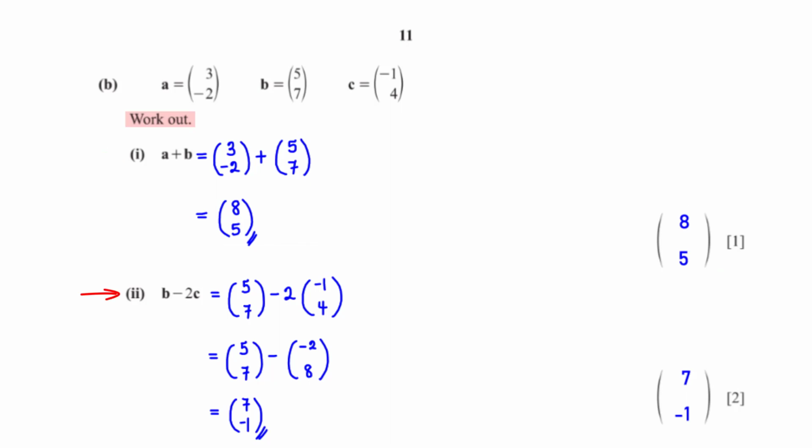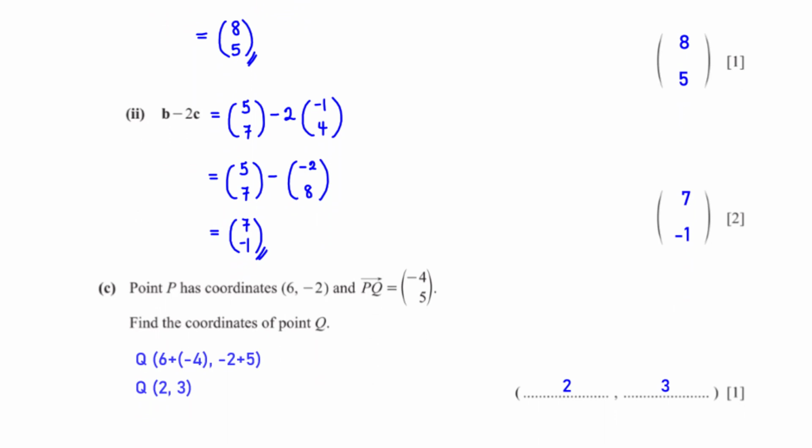Work out B minus 2C. Vector B is (5, 7) and vector C is (-1, 4). When we expand the vector, 2 times -1 is -2. 2 times 4 is 8. So now we subtract the corresponding elements in the two vectors. So 5 minus -2 is 7. 7 minus 8 is -1. So we have (7, -1).